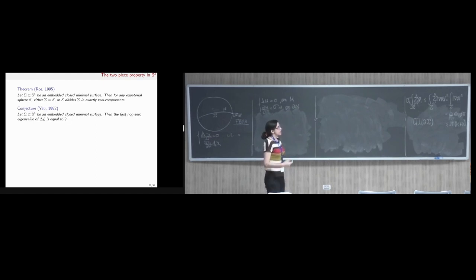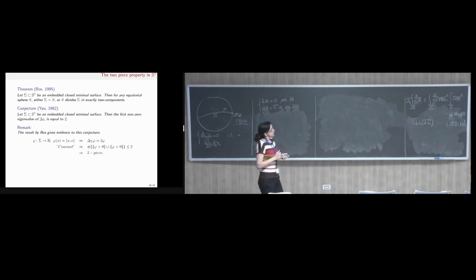And I remember here the conjecture by Yau. They conjectured that if you have sigma in the three-sphere, being a closed minimal surface, then the first nonzero eigenvalue of the Laplacian is equal to two. What does this mean? It means that the result by Hoss gives evidence to the conjecture.